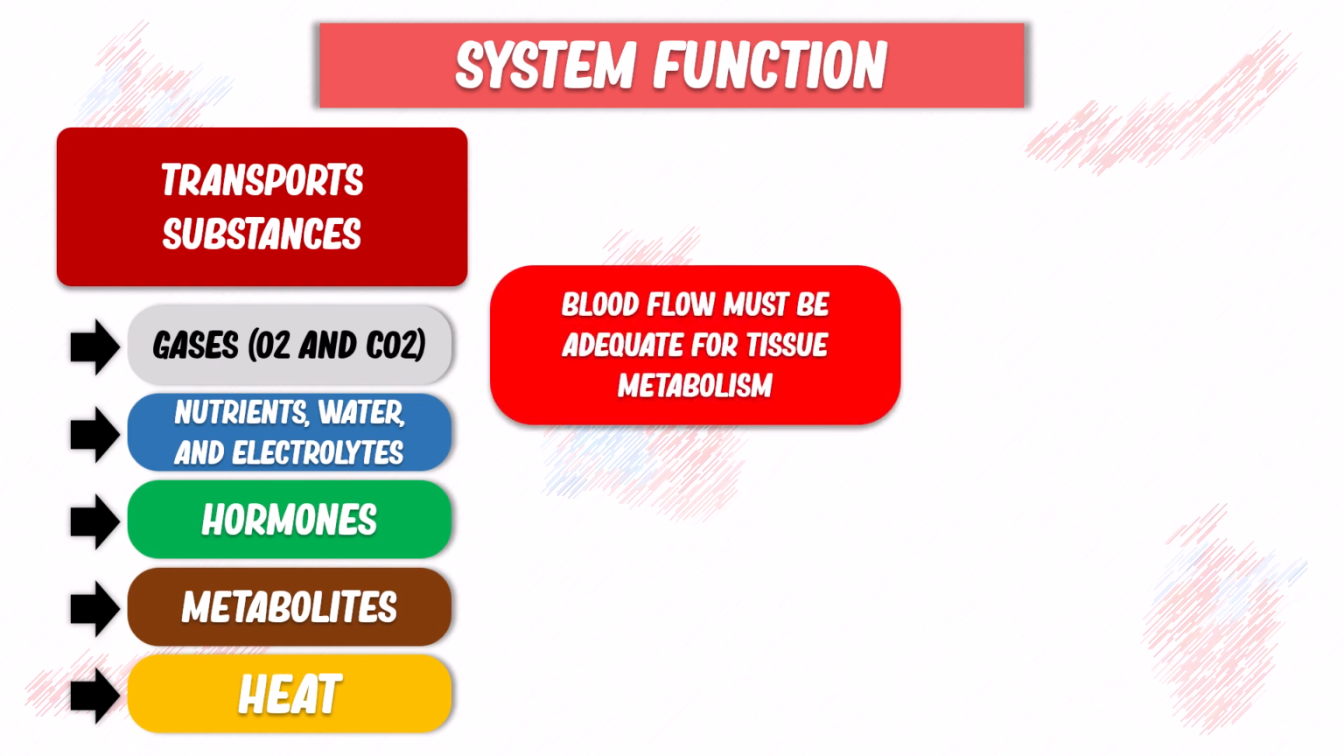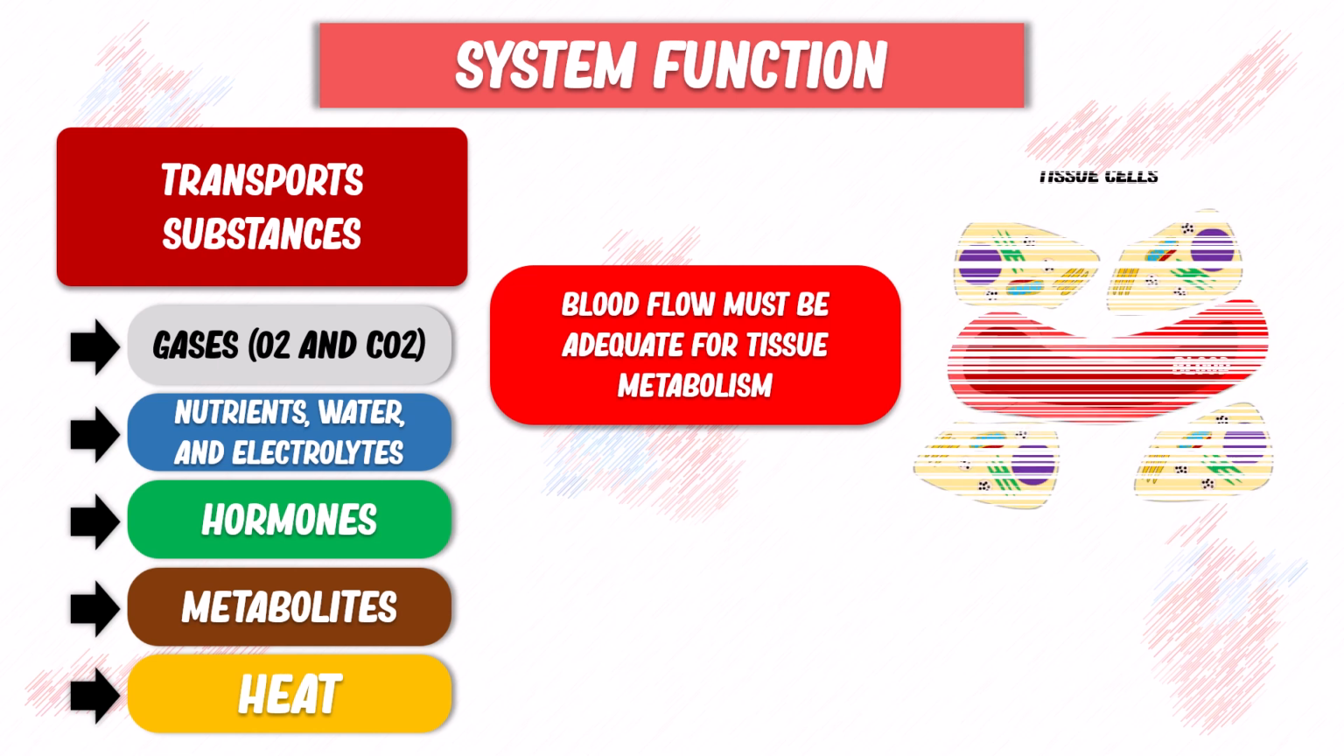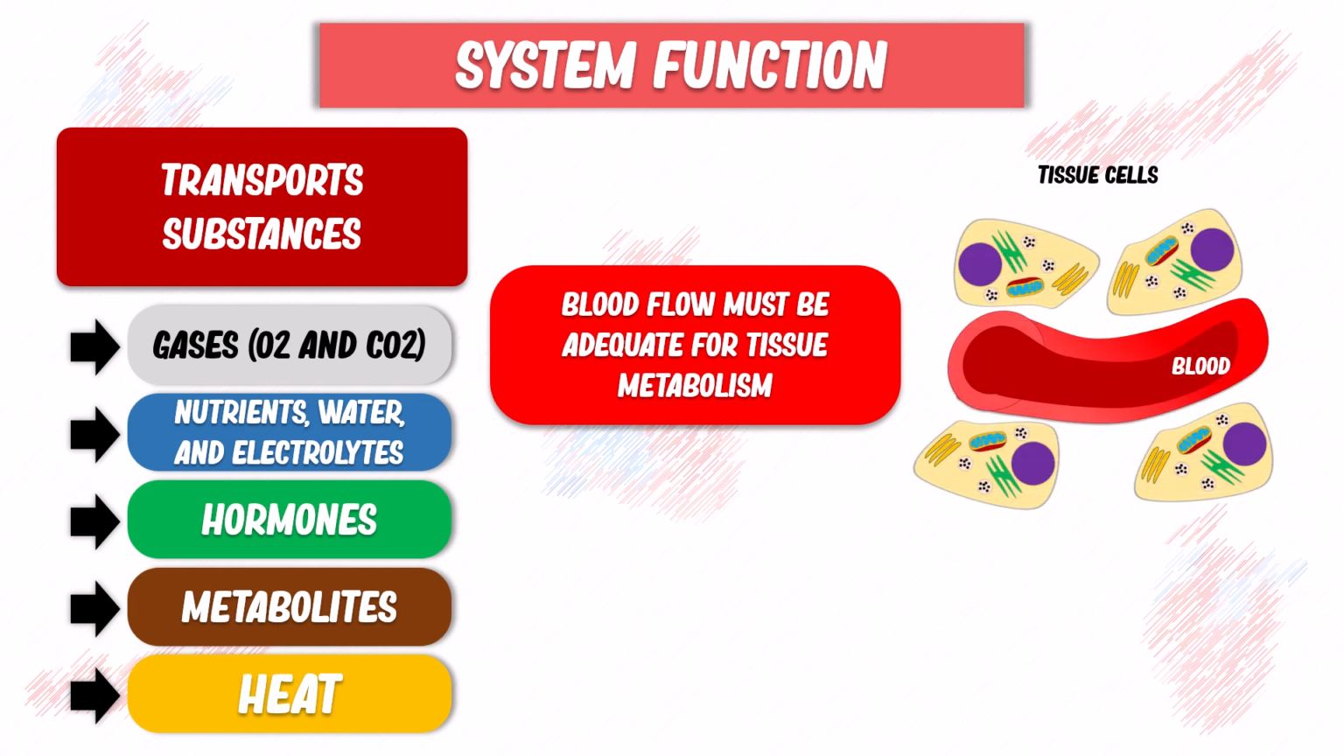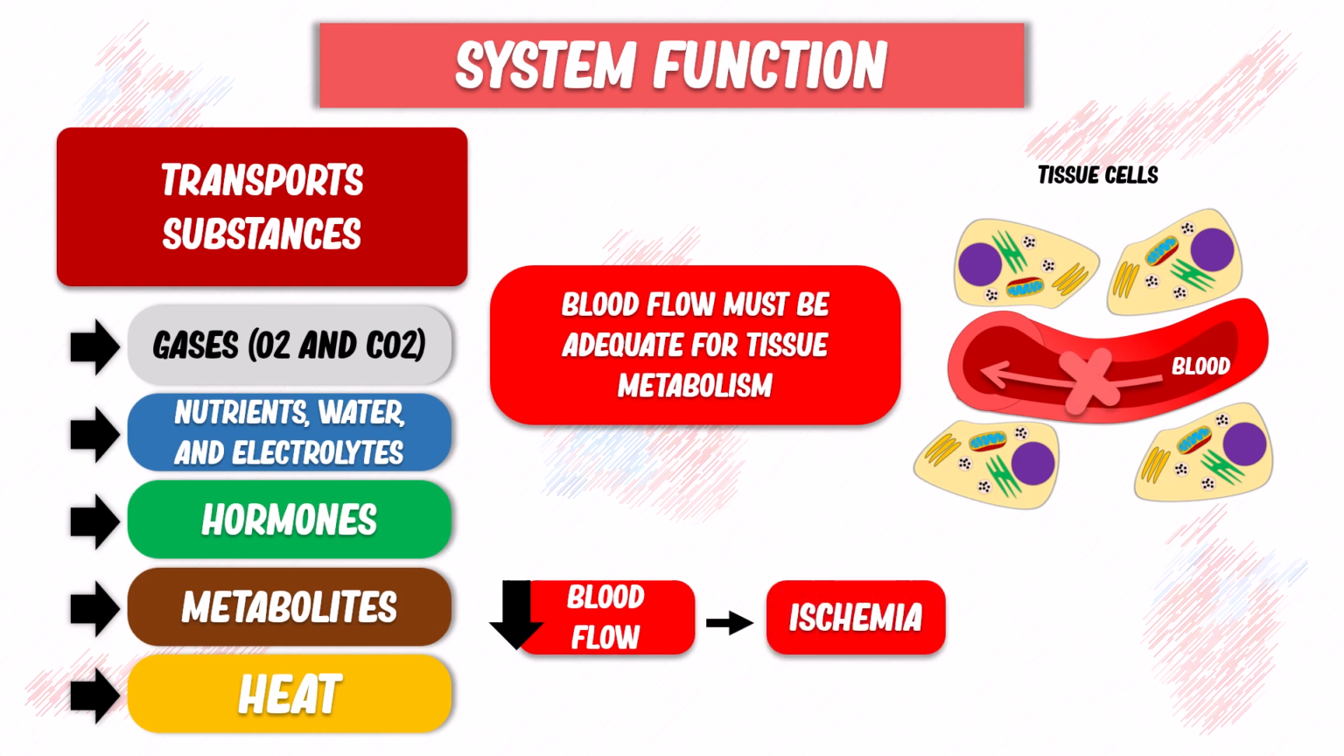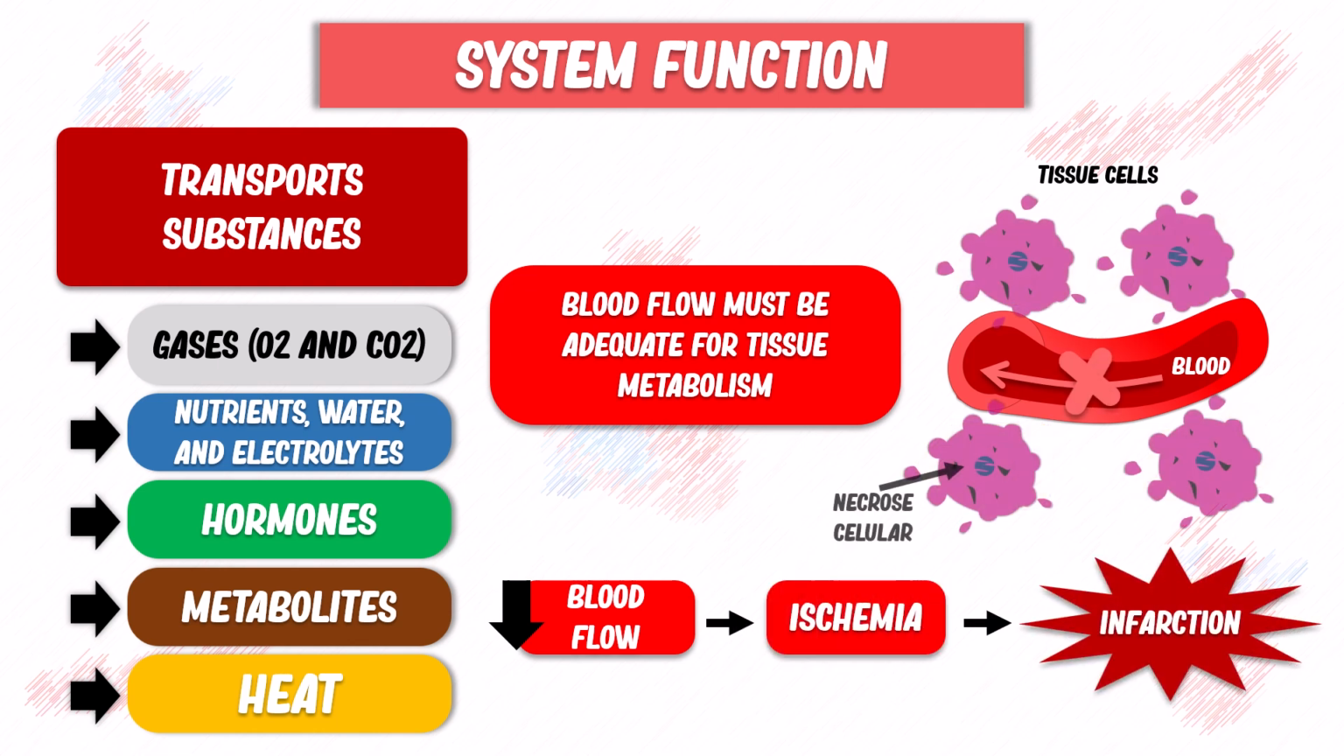To ensure that every cell functions properly, the blood flow to each region needs to be adequate. The higher the metabolic activity of a specific area, the greater the blood flow it requires. When the blood supply to a region is insufficient, this is called ischemia. Persistent ischemia can lead to tissue infarction, meaning the cells undergo necrosis.